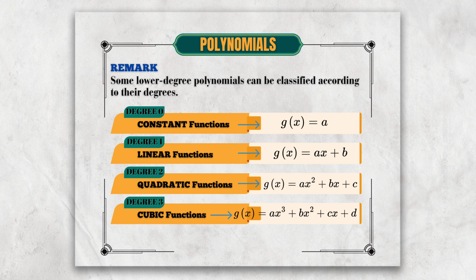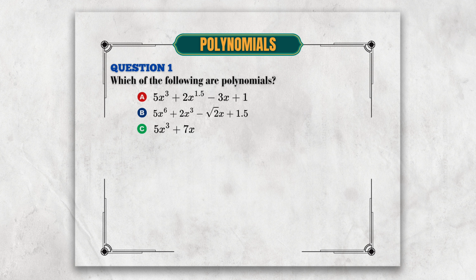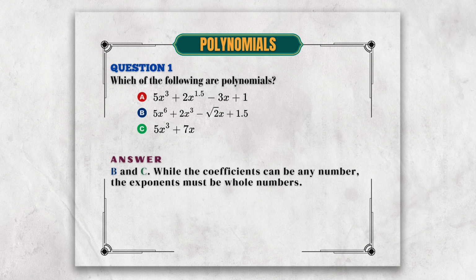Now, on to our first test problem. Which of the following are polynomials? The correct answers are B and C. While the coefficients can be any number, the exponents must be non-negative integers.